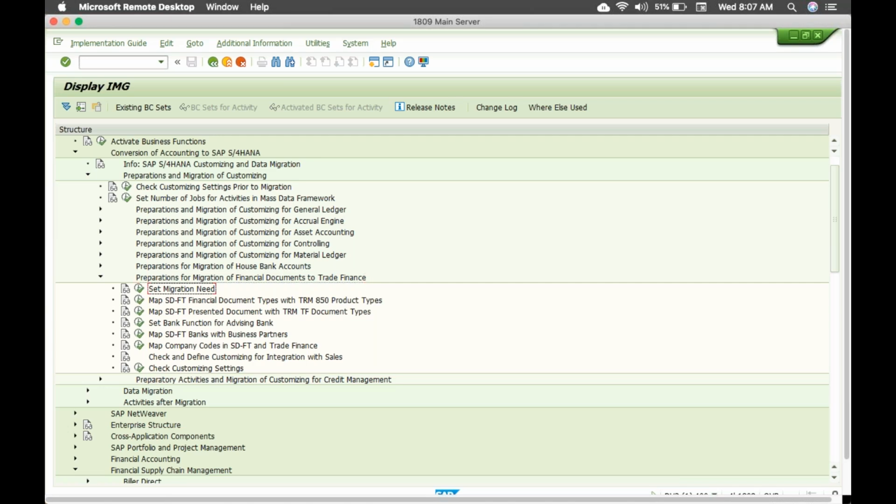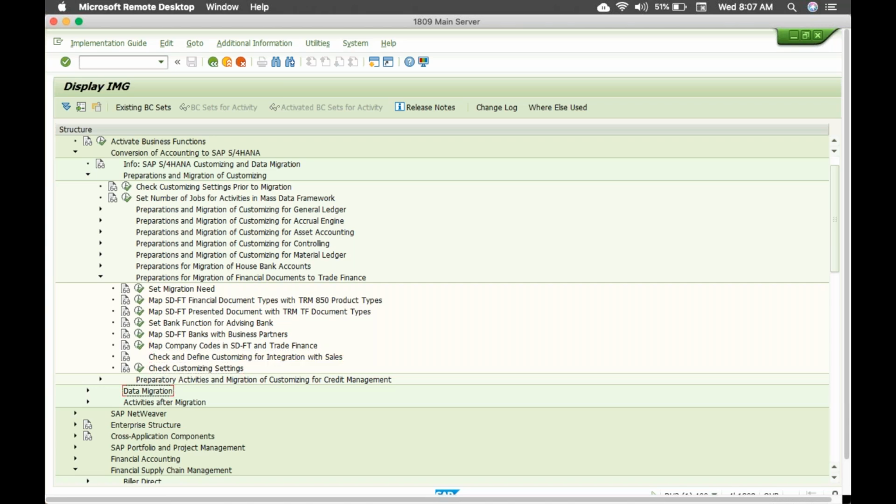See here, set migration needed, and also the product type. So that means the sales documents to financial document type with product type. So like that, set bank function for advising bank. So as well as banks with business partner, map company code and trade finance. So like this, some settings are there, which we need to fulfill.